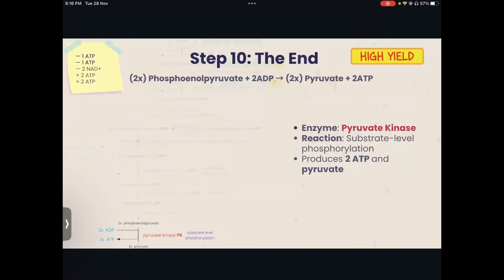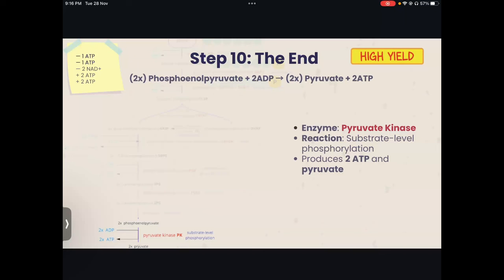All right, now the final step, and it's the third important high yield step. If you remember, we said the first one, the third one, and the 10th one. So step 10, the last final step, which is also regulated and irreversible, is phosphoenolpyruvate to the final product, which is pyruvate. And in the process, you are also transferring the phosphate that is on phosphoenolpyruvate. You're transferring that phosphate to ADP, creating ATP.